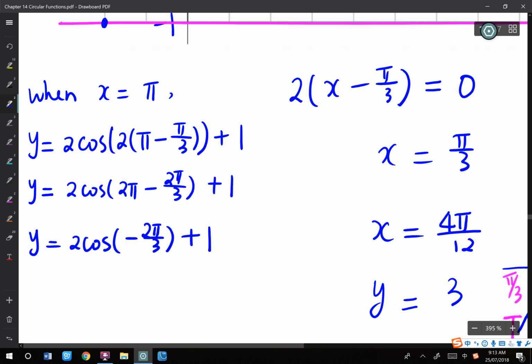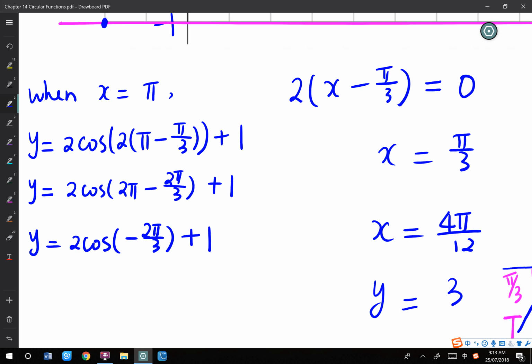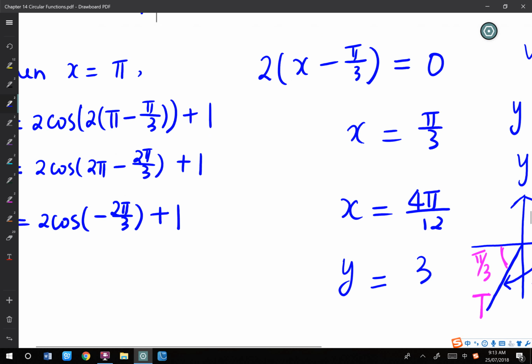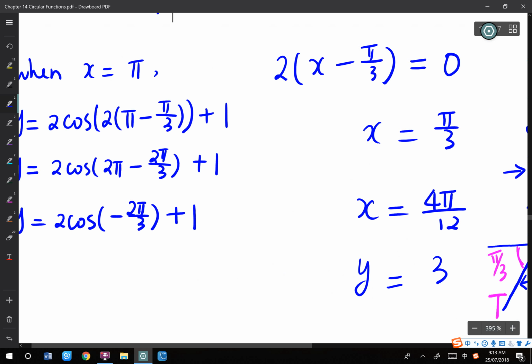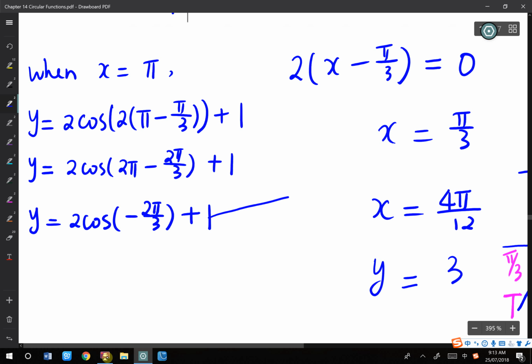That's the same as this one. You add 2 pi is the same as you don't add this 2 pi, because negative 2 pi over 3 adding 2 pi, it's just negative 2 pi over 3. Why I love this? Because it's back to this question here. It's exactly the same. That's 2 cosine minus 2 pi over 3 plus 1, which is the same as this one.